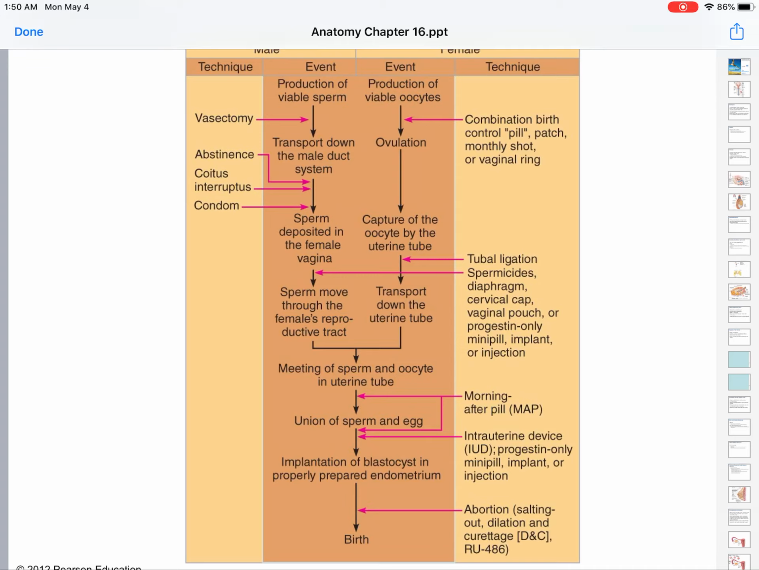So, with that, we will end this section of notes on reproduction.